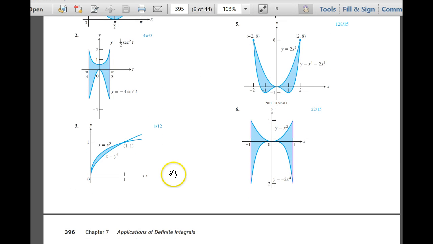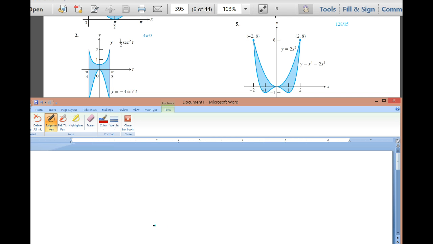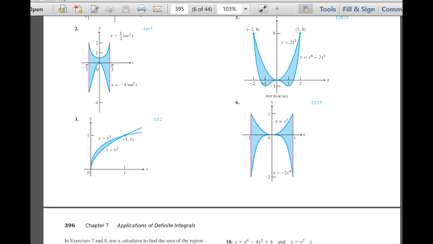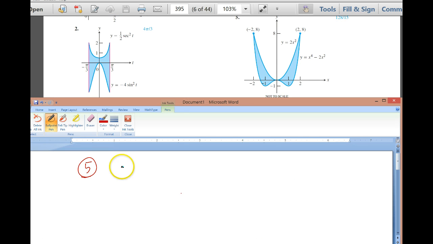is number 5, right? So same thing. What's the area for number 5? It goes from negative 2 to 2, good. What's the upper curve? What's the lower curve? Good. And what's the lower curve?